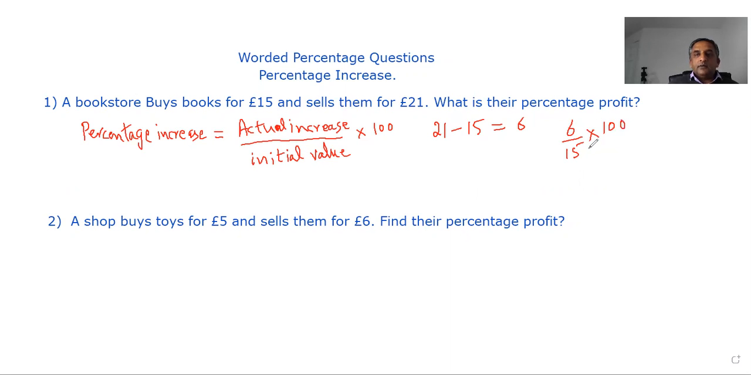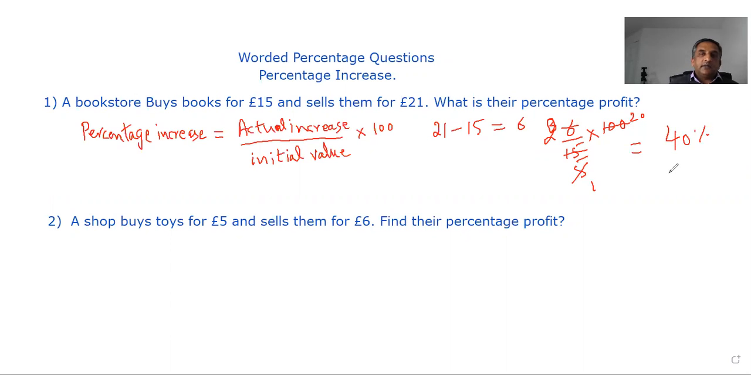So once we work them out, we will get the final answer. We can divide 6 and 15. They both go in the 3 times table. So 3 times 2 is 6, and 3 times 5 is 15. I'm canceling them, or simplifying them. Then 100 divided by 5 is 20, and 20 times 2 is 40. So what was the increase? 40% was the increase, right? So that is our answer.